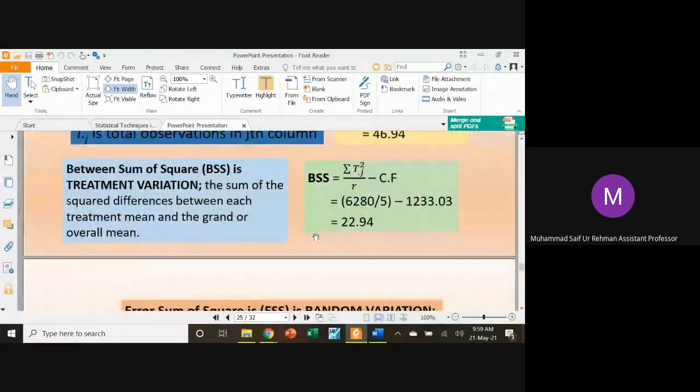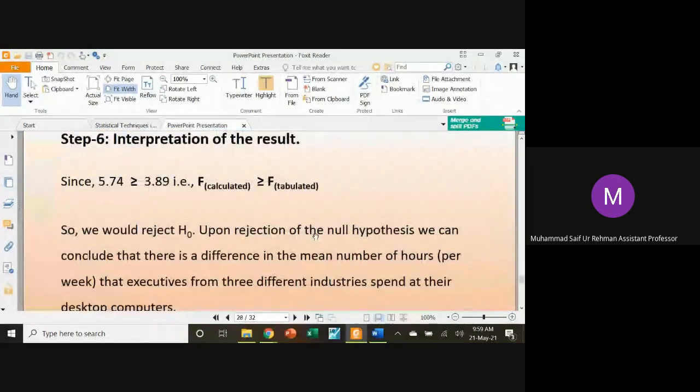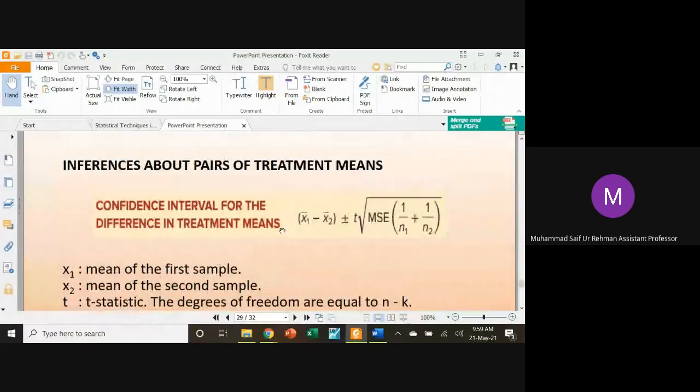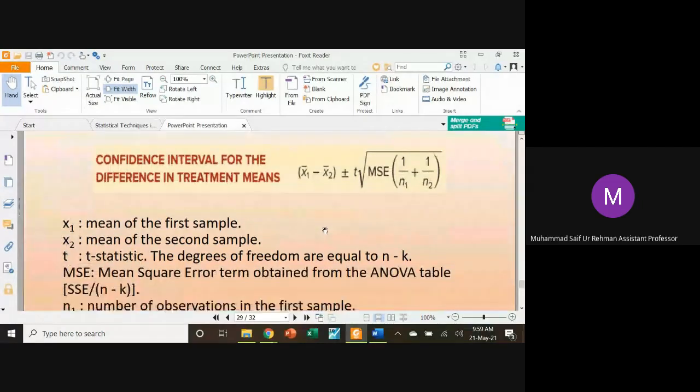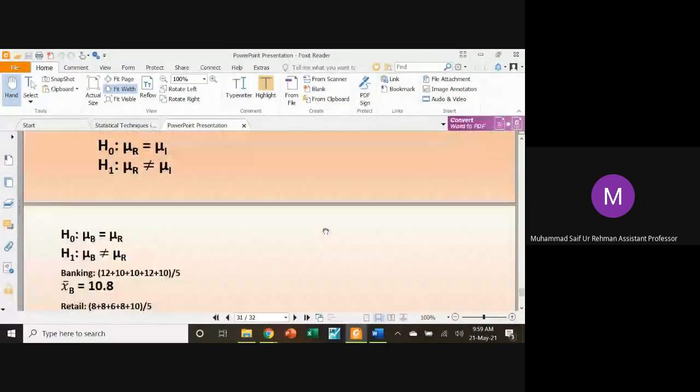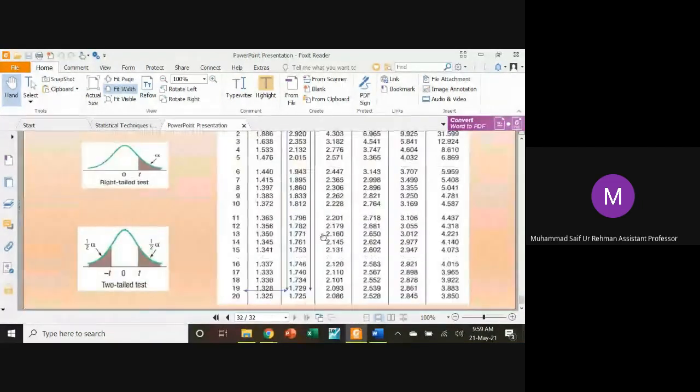So this is all for today, and inshallah in the next lecture I shall explain this idea in inferences about pairs of treatment means. So we would decide which pair is not equal basically. So inshallah in the next lecture I shall explain this.